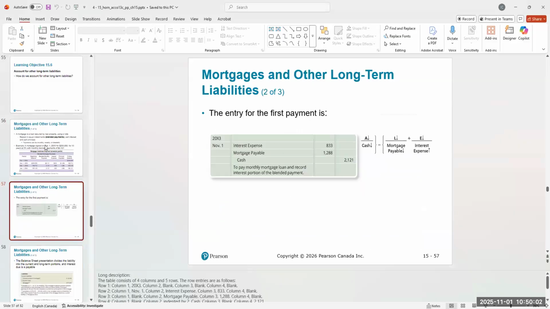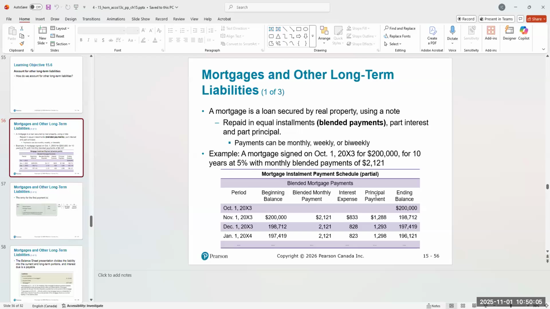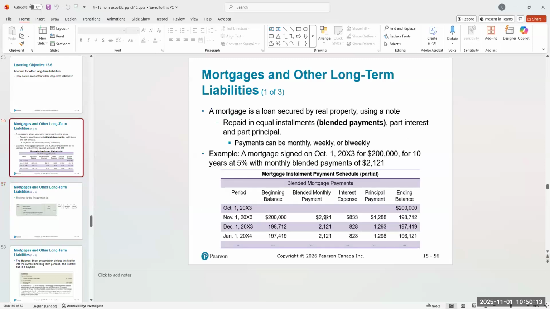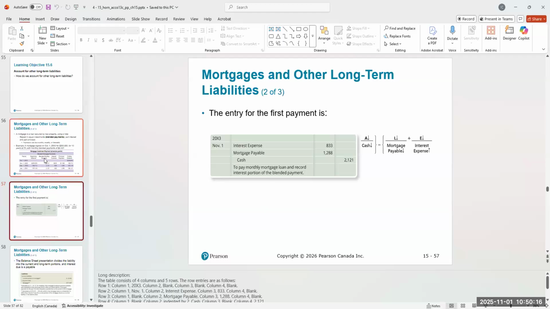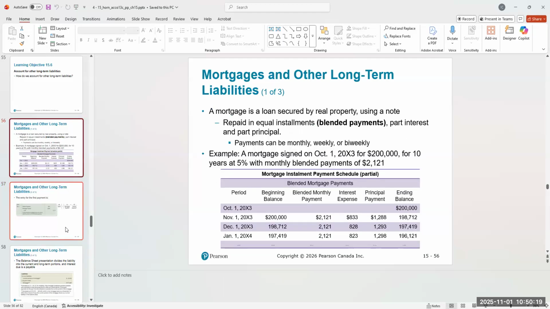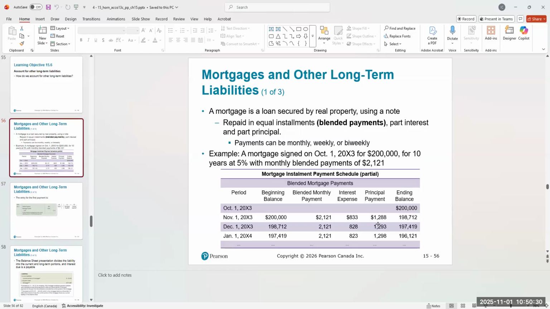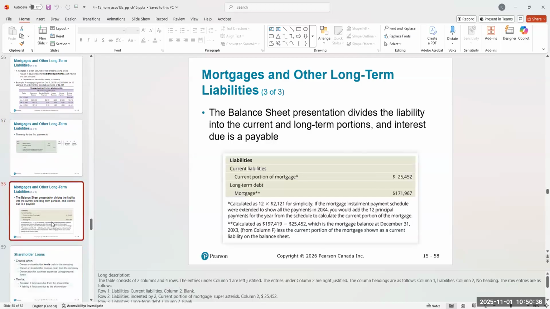So basically, the journal entry on the mortgage, once you have the principal and the interest, what you're gonna do is the cash is cash, always gonna stay 2,121. The interest expense is interest expense. Principal amount is going to reduce the mortgage payable. And that entry repeats every period. The only thing that changes is the interest expense and the payment and the mortgage payable. And then the mortgage is always going to have the current portion, which is within 1 year, and the long-term portion of the mortgage.